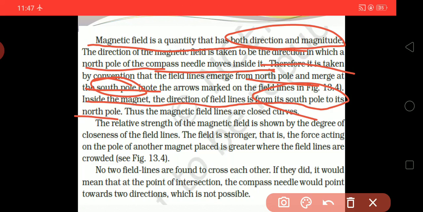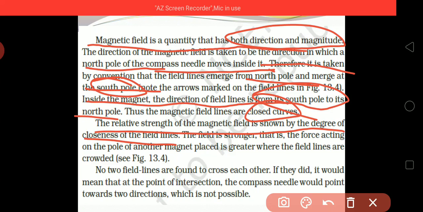Thus the magnetic field lines are closed curves, which we have already seen in the figure. And the relative strength of a magnetic field is shown by the degree of closeness of the field lines.